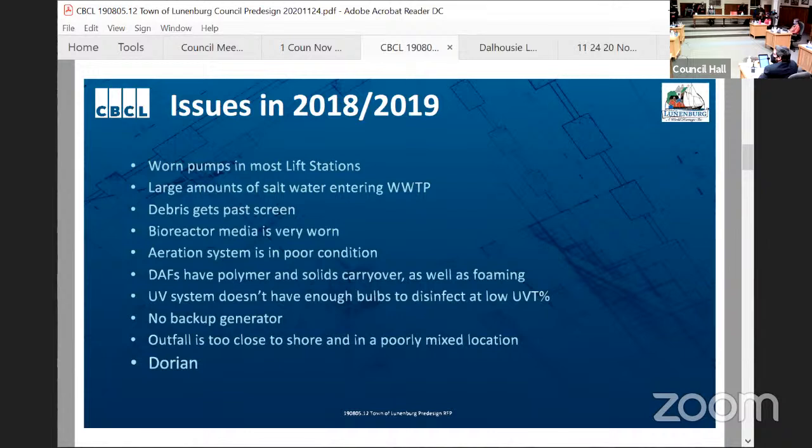And so the three key issues that I want to point out here are that there was a lot of saltwater intrusion getting into the collection system and being pumped through the plant process, and that the aeration system was in very poor condition with worn bioreactor media. So the bacteria didn't have enough space to live, and they also were not getting enough air. And the third key item is the outfall location: the outfall is under the inshore fisherman's wharf. It's too close to shore, and it's in a poorly mixed location with potential public access.